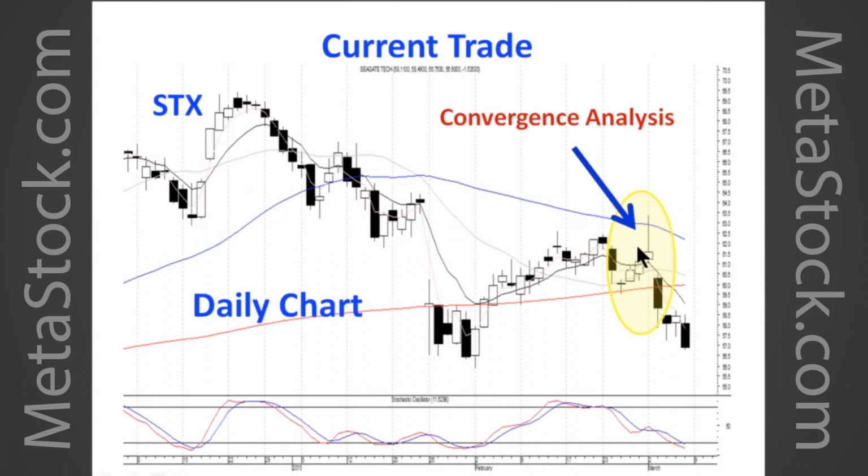So again, convergence technology. Where do we think where would it fail? Well, they did a shooting star failing right here at the 50. What's our analysis of this trend? We can see we're already in a downtrend.